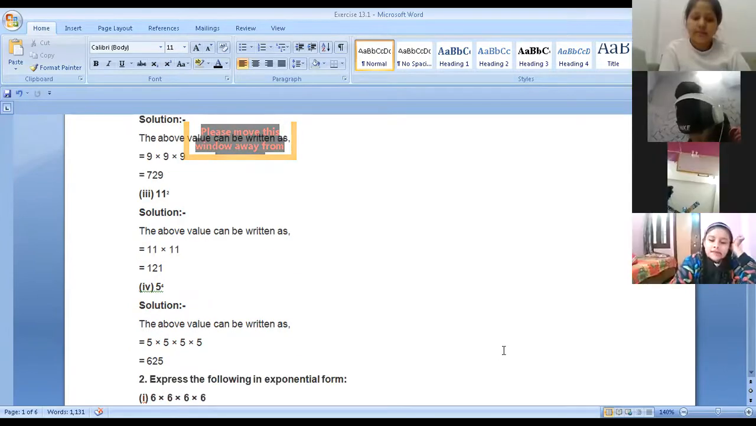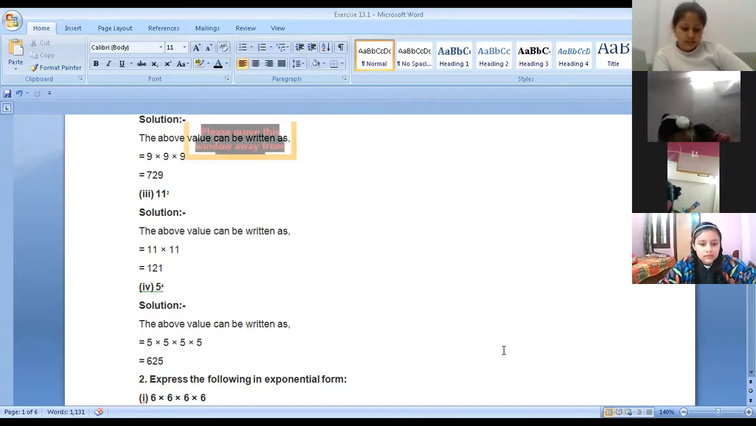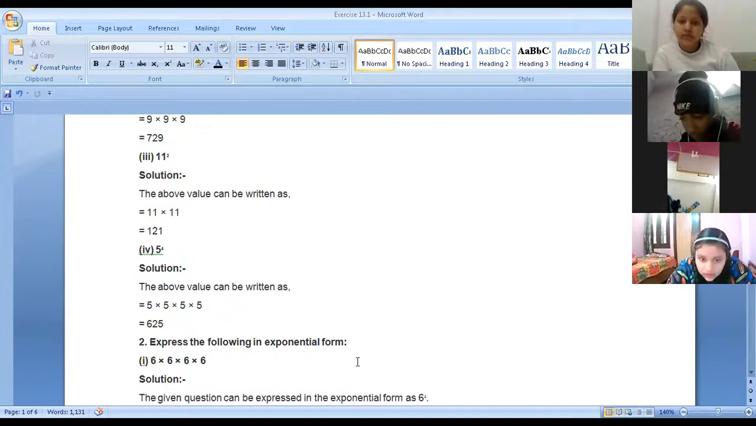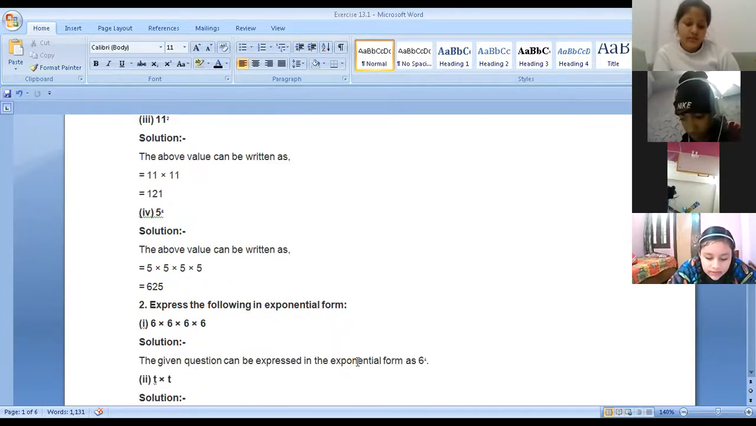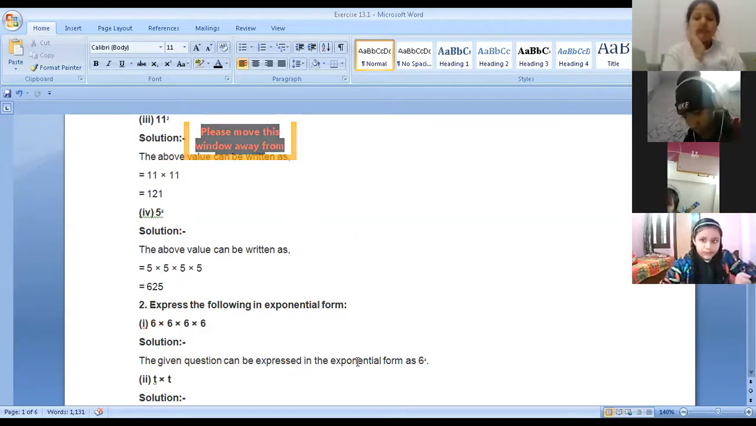The next question is even easier. Express the following in exponential form. As you have done, when the short form was given and you expanded these parts, in the next part you have to just write the short form. That means 6 has been given 4 times, so you will write 6 raised to the power 4. It's just a shortcut of the expanded form.